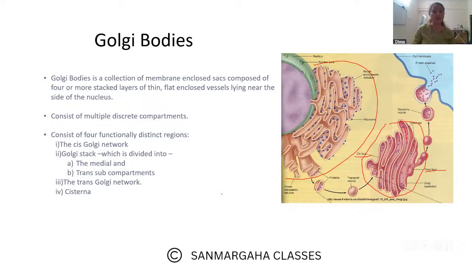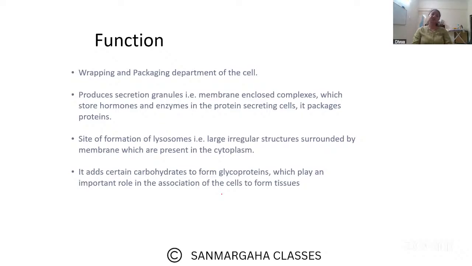Okay, so what is the function of Golgi apparatus? Golgi is responsible for the wrapping and packaging department. It wraps the proteins, packs them, and transports them. It also produces granules, which are secretion granules. It also stores hormones and enzymes in the protein secreting cells. It also packages proteins.